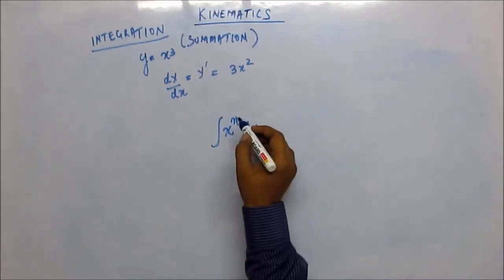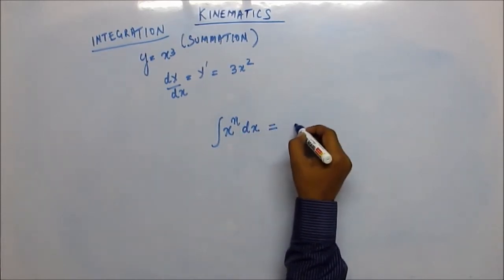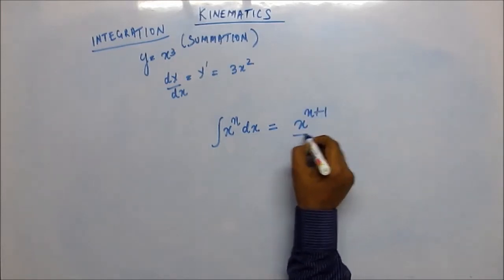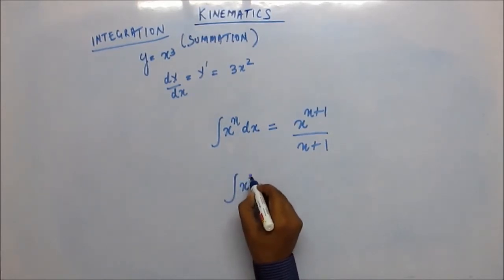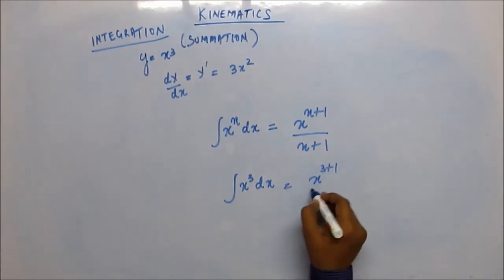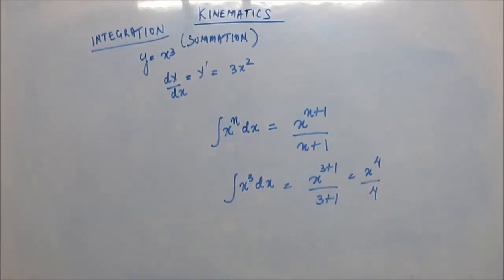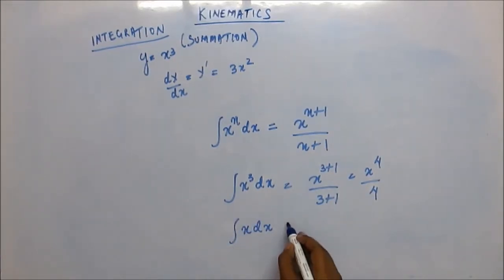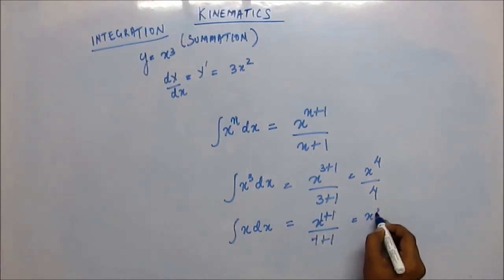Now, the formula is like this. The integration of x to the power n in terms of dx is x to the power n plus 1 upon n plus 1. For example, integration of x cubed in terms of x would be x to the power 3 plus 1 upon 3 plus 1. That means x to the power 4 upon 4. Similarly, integration of x in terms of x would be x to the power 1 plus 1 upon 1 plus 1. That would be x squared by 2.